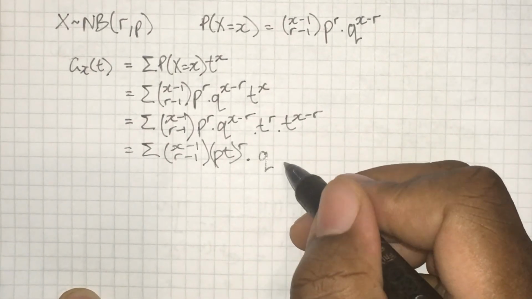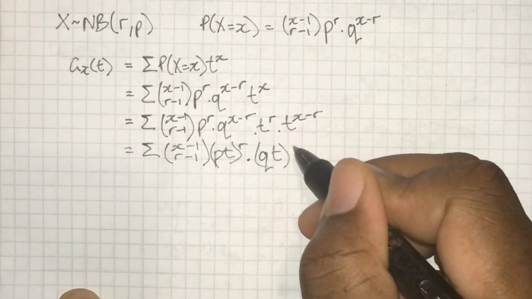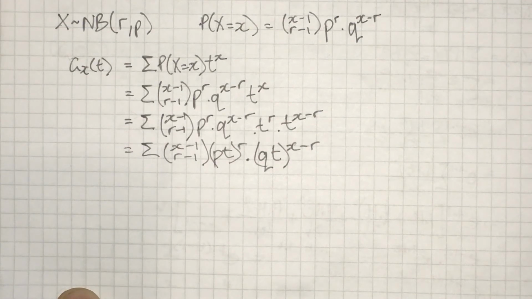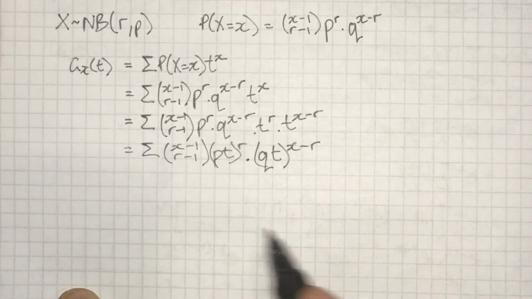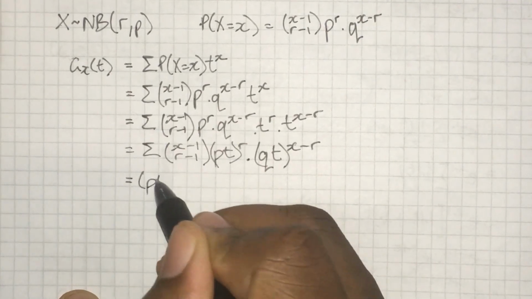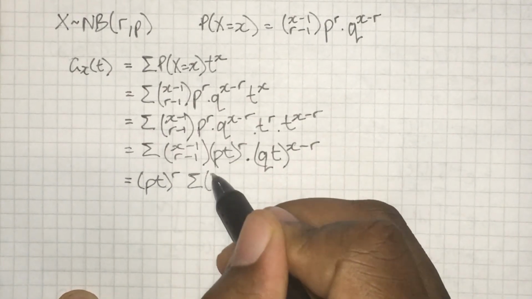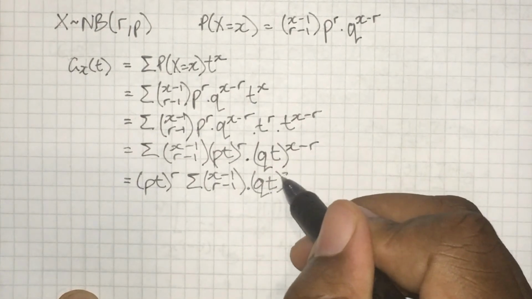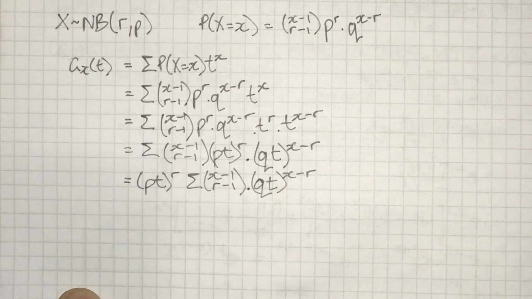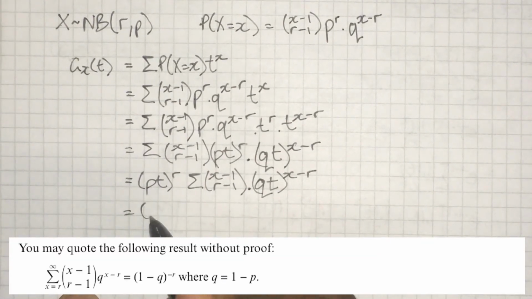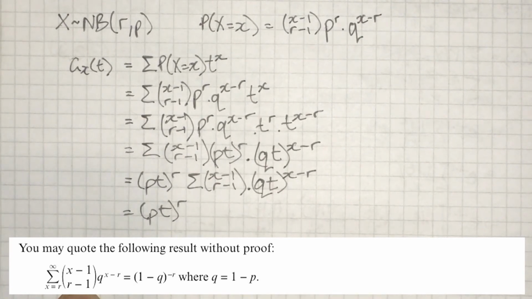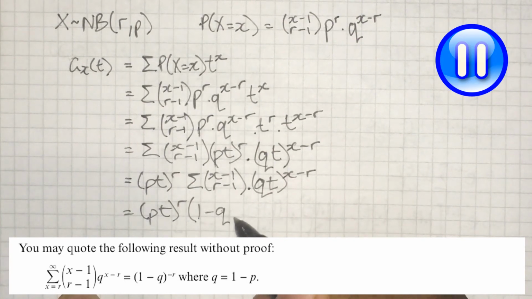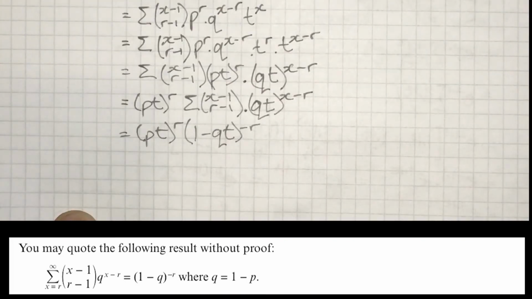So once I've done that, I can bracket those off together. So I've got pt to the power of r and qt to the power of x minus r. pt to the power of r is not quite a constant, but it's independent of x, so I can take that out of the summation for now. And what I'm left with is the sum of x minus 1 c r minus 1, qt to the power of x minus r. And earlier in the question, we were told that we could use a substitution. And the substitution here was that the sum that we have can be substituted for 1 minus qt to the power of negative r.